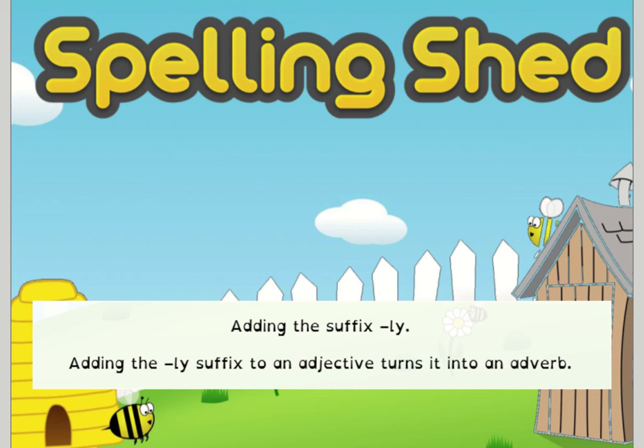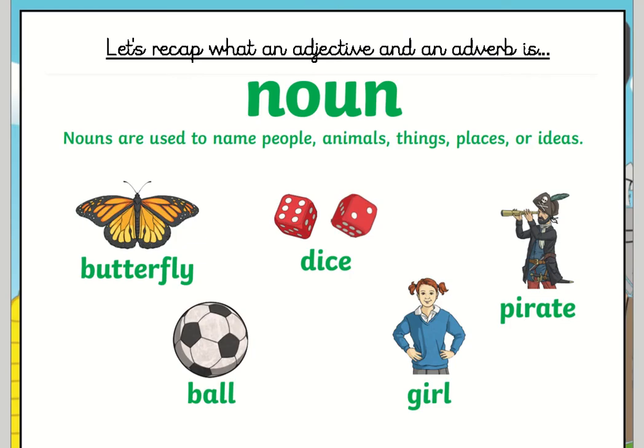So I thought what was really important first was to make sure that we were really clear on the understanding of what an adjective and an adverb is. Now, to understand those, we also need to look at nouns and verbs. So we're just going to do a little bit of a recap together so that you're really confident at understanding what these word classes are.